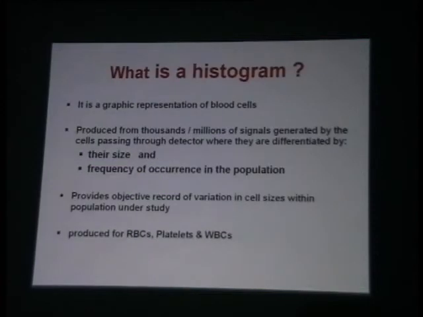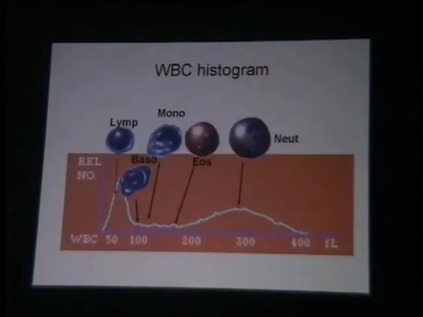Next. So what is a histogram? As I showed you, whenever a cell passes through an aperture, it causes a peak or a disturbance in the conductivity. And these signals are generated according to the size of the cell. Then these signals are analyzed by the computer in our machines, saying that this is the size likely to be a WBC, platelet or RBC. So histograms are produced for these 3 parameters.